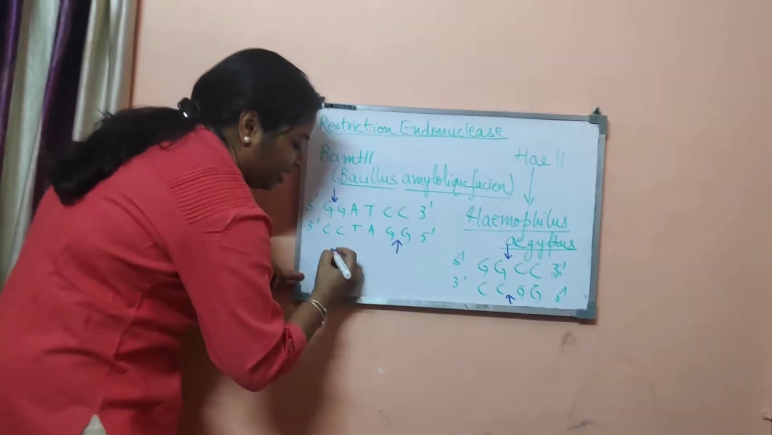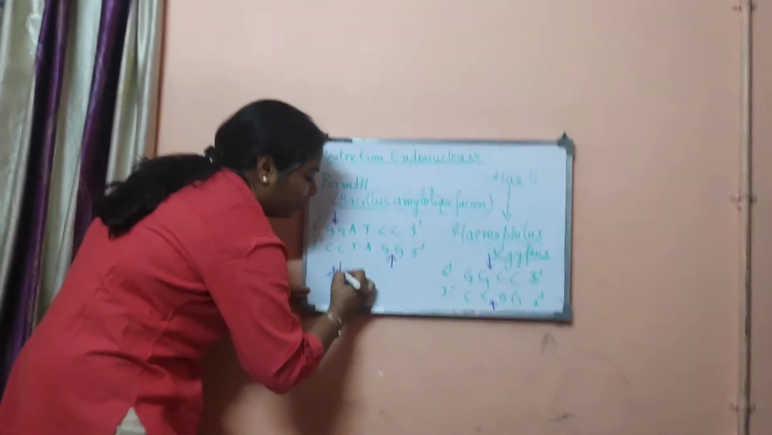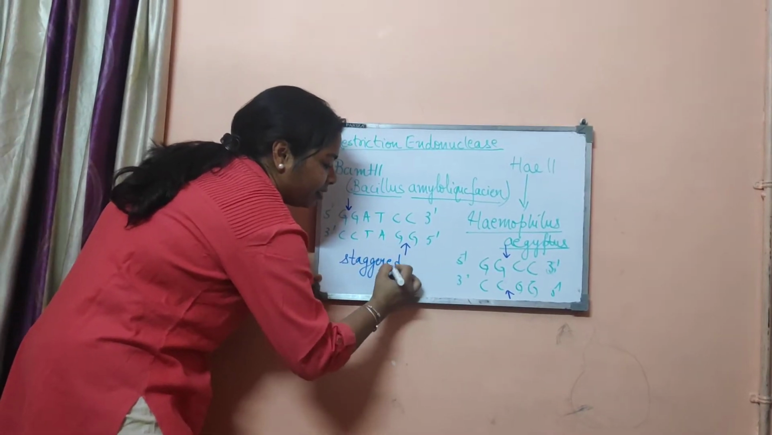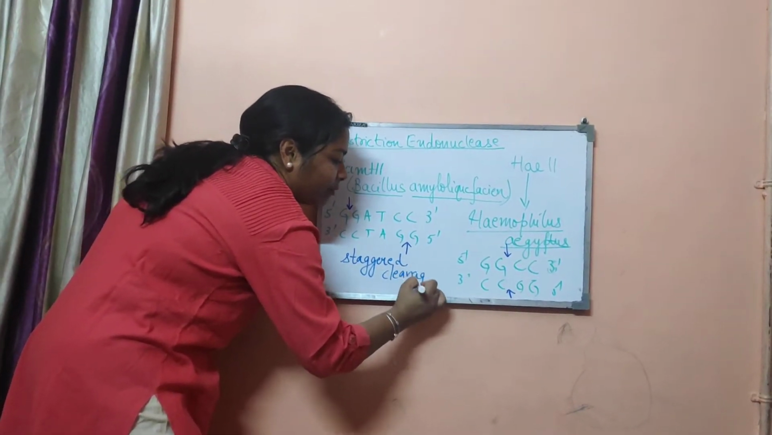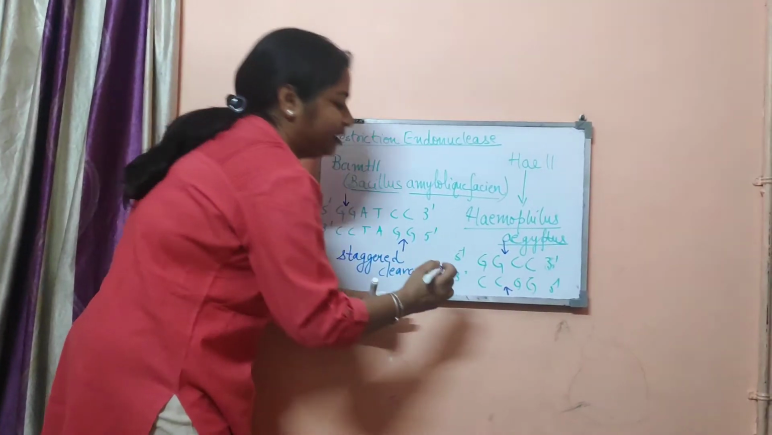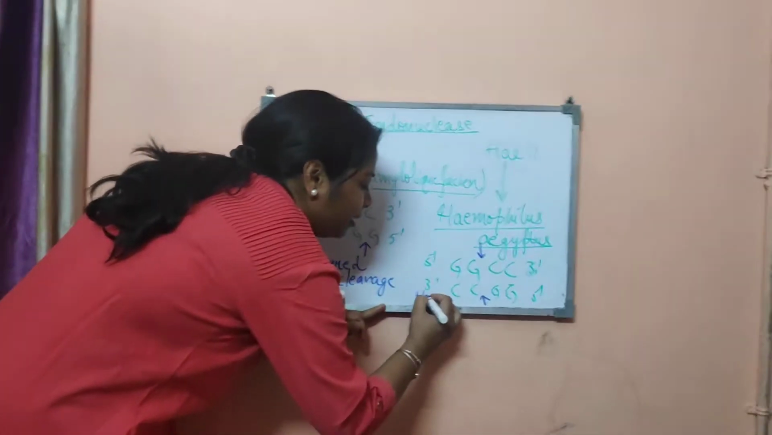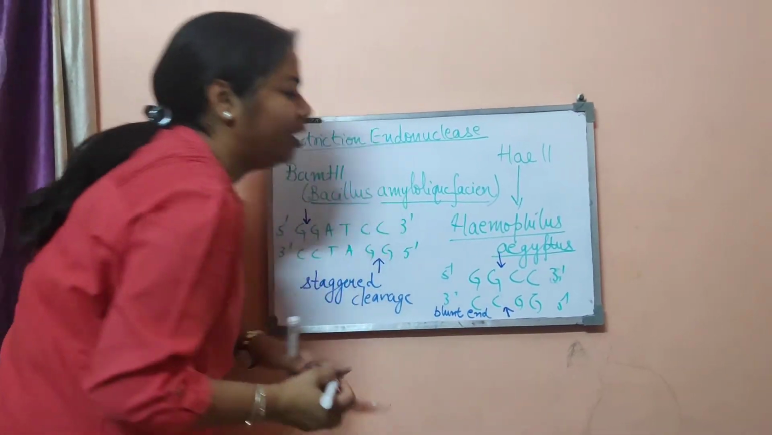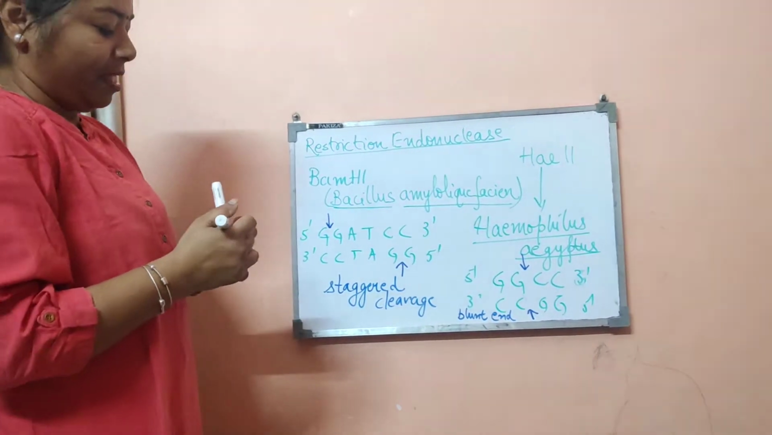This cleavage is the staggered cleavage. And what type of cleavage is this? It is the blunt end type of cleavage.